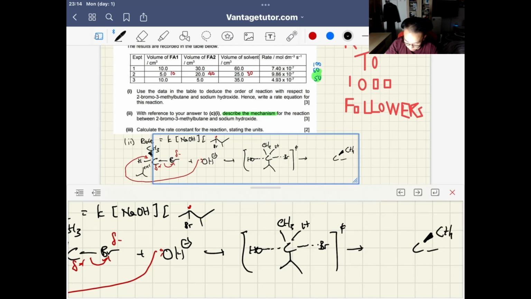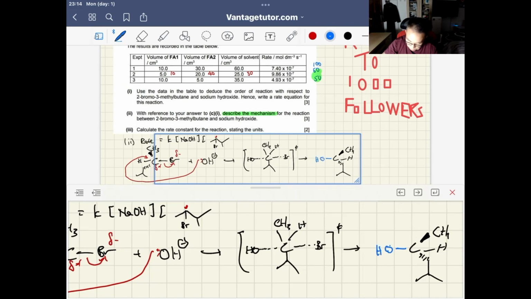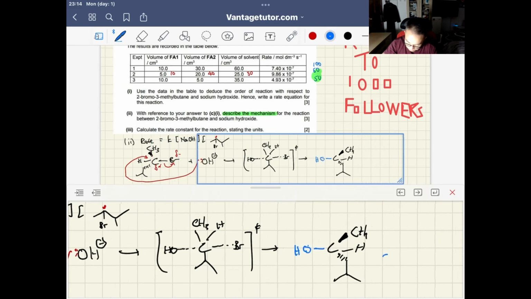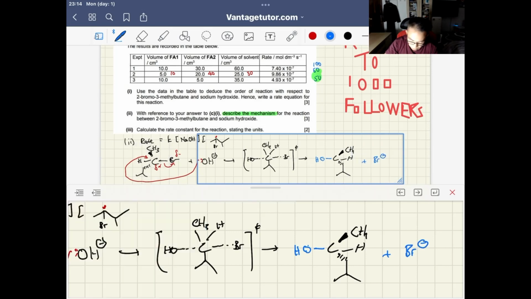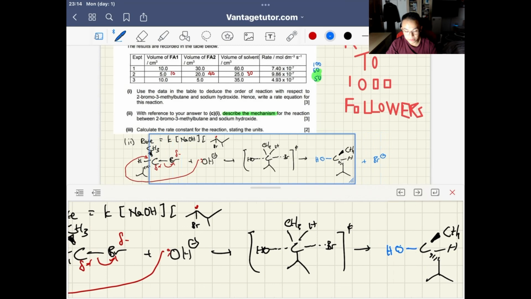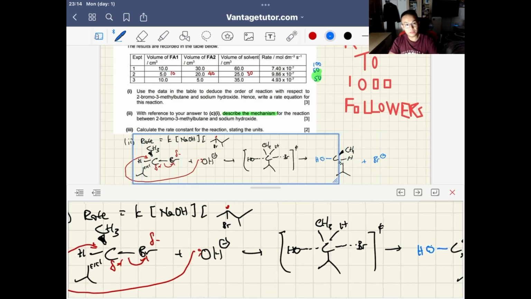CH3, H, then I have 1, 2, 3. Okay, and then I put in my R group, not my R group, but my OH group. And then I need to balance with my plus Br minus. Okay, so this is essentially a one-step reaction. There's no slow or fast.